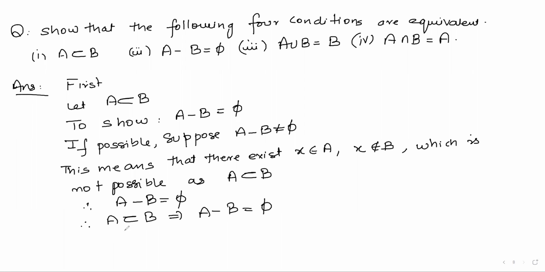Now what we will show here, first we have to show that one. So what does this mean? If first is true, then second is true, and if second is true, then first is also true. So we have proved that if A is a subset of B, then A minus B will be equal to the null set. Now we will assume the opposite and show this one second. So someone please note down this, then we will start the question.